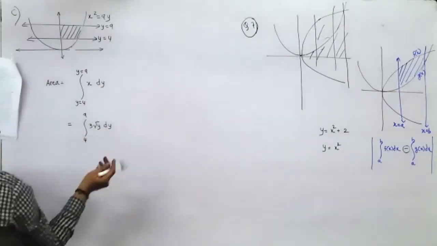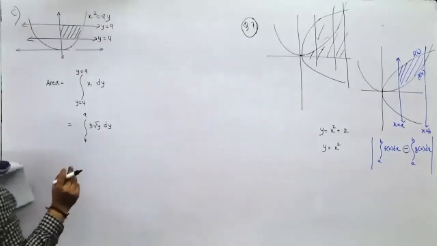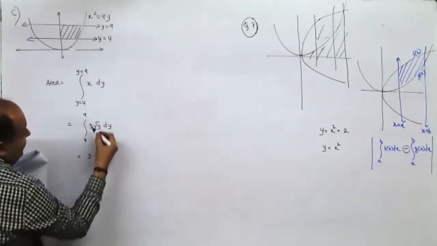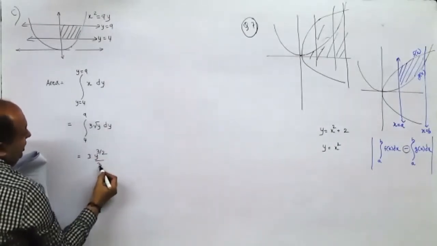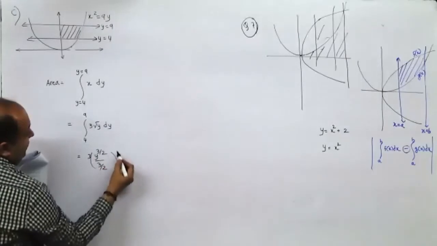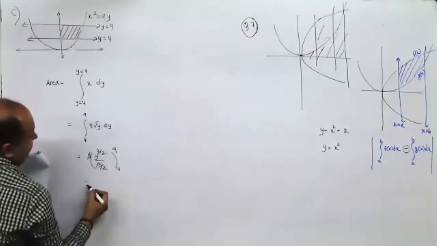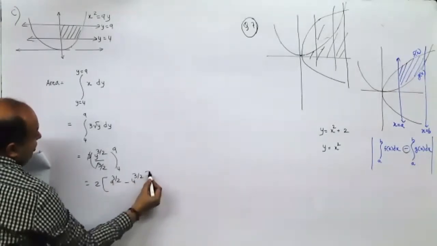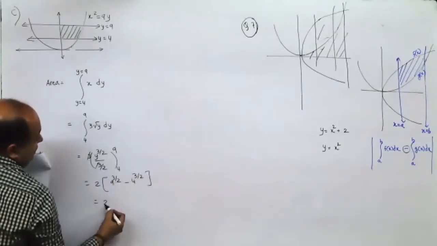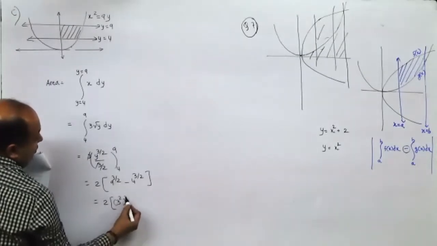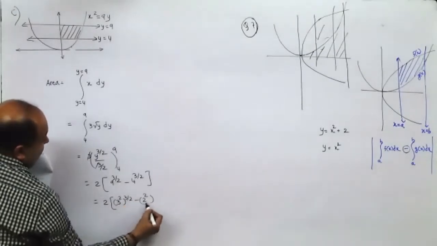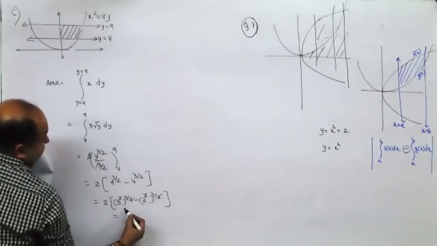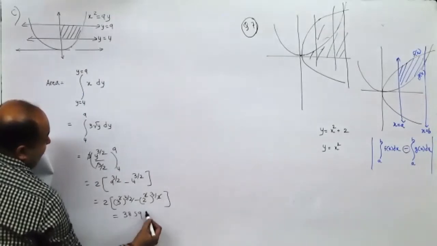Remember, the answers are all given behind. The final answer is given behind, so you can always verify it and bring any discrepancy to my notice. This is y raised to half, so it would be y raised to 3 by 2 upon 3 by 2. This is 4, this is 9, goes up, this becomes 2. This is 9 raised to 3 by 2 minus 4 raised to 3 by 2. This is 3 square, so this would be 3 square raised to 3 by 2 minus 2 square raised to 3 by 2. This and this gets cancelled. This would be 27 minus 8, which is 19 into 2, 38 square units would be the answer.